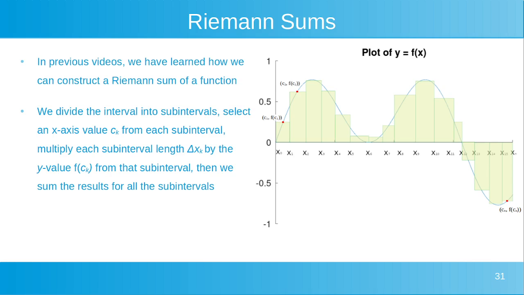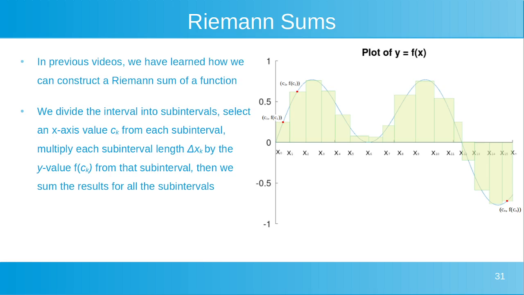We also calculate the length of the first subinterval, which we call delta x1. The next thing we do is we multiply delta x1 by f of c1. So we get the product of delta x1 times f of c1.